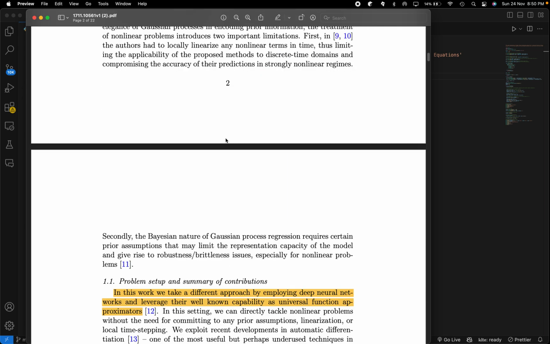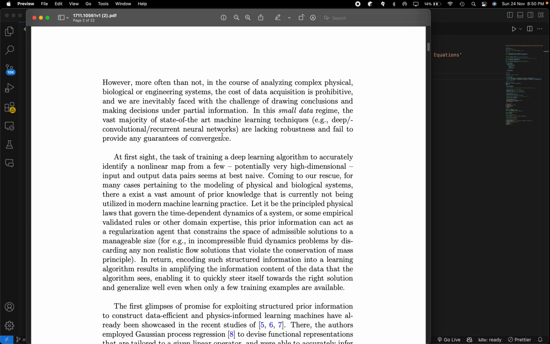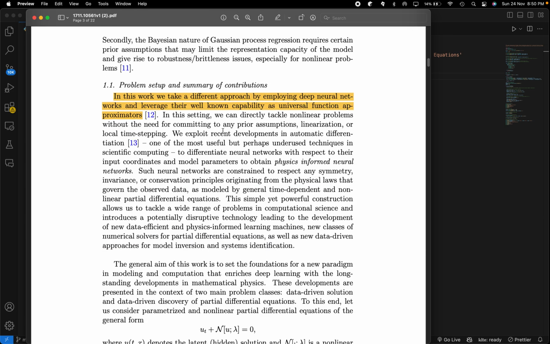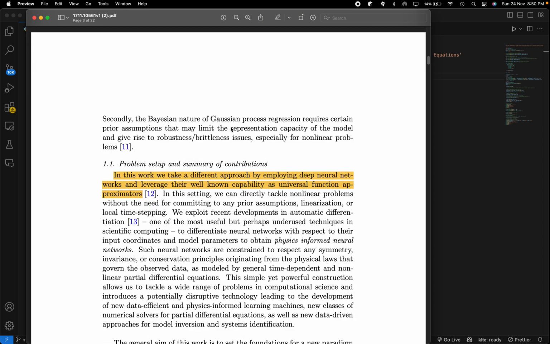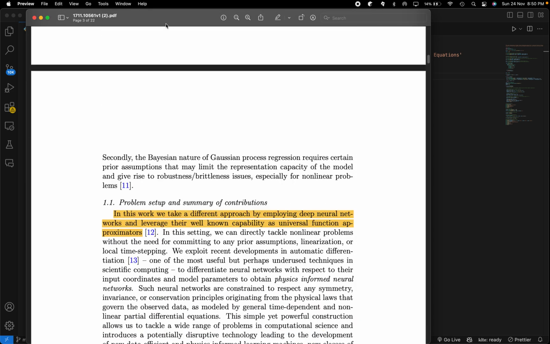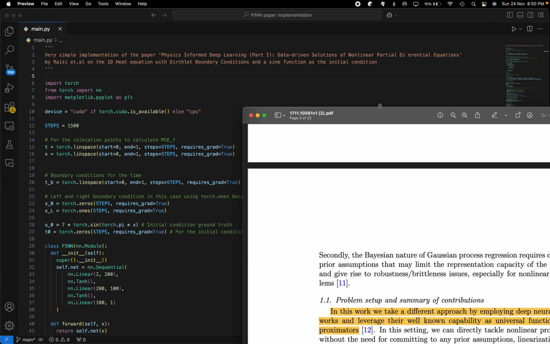I'm not going to go through all of this because they are really just building up why we need this and what we already have right now, and I don't really want to read that. You can obviously go through it. I'll maybe have the link to the paper in the description box down below. It's by Raissi et al.